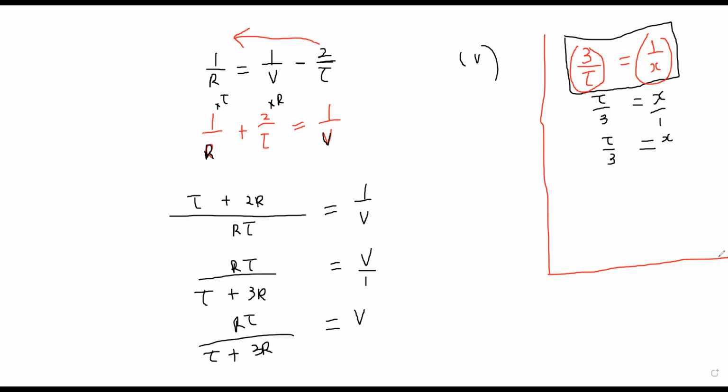Good. So you can take this down and you guys can start trying. So are you leaving it like that, right? Yeah, it's good like that. V is equal to RT upon T plus 3R. Right?